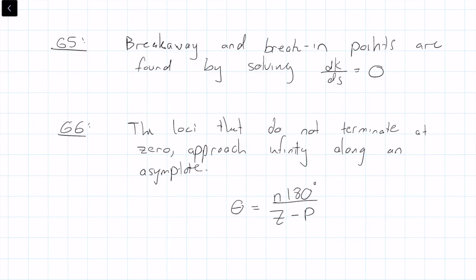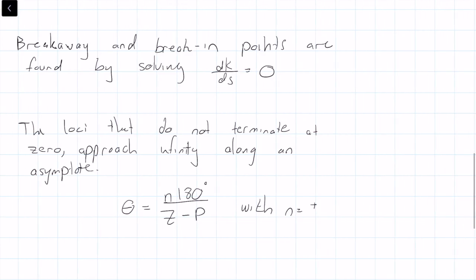Okay, and n is equal to plus or minus 1, plus or minus 3, plus or minus 5. So basically, depending on the number of poles or zeros, we'll pick plus 1 first, minus 1, plus 3, minus 3, and eventually we'll get repeating terms, and that's when we know that we can stop. Okay, so that's guide number 6.